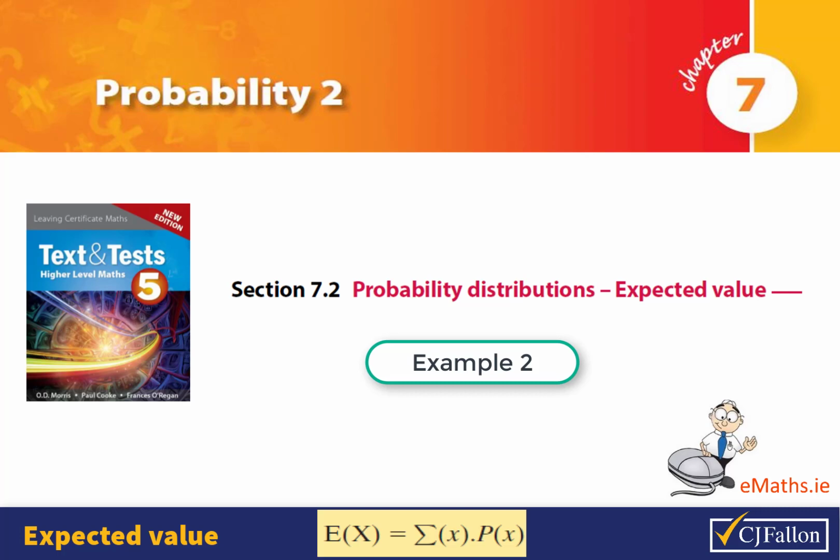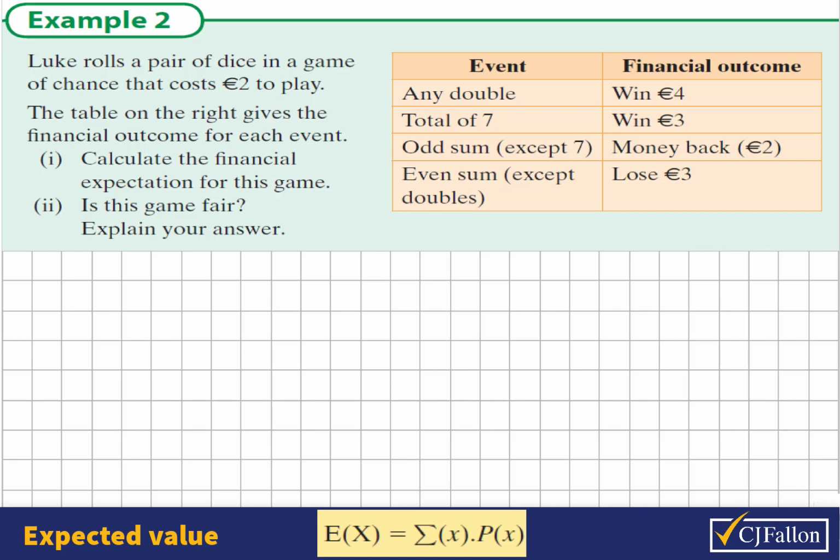Probability distributions, expected value, example 2. Luke rolls a pair of dice in a game of chance that costs €2 to play. The table on the right gives the financial outcome of each event. We are to calculate the financial expectation for this game, and then we're asked, is it a fair game?